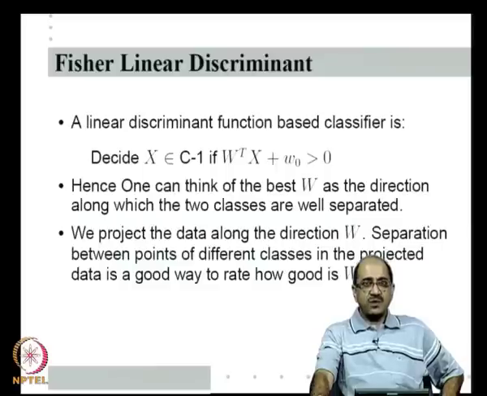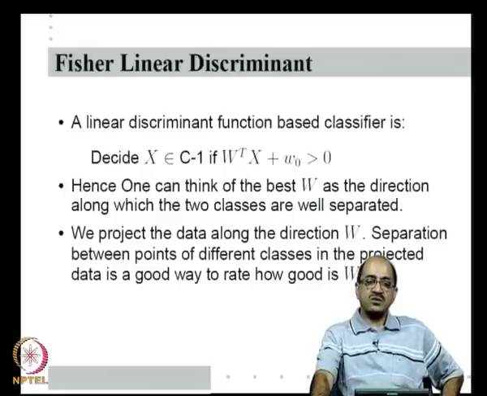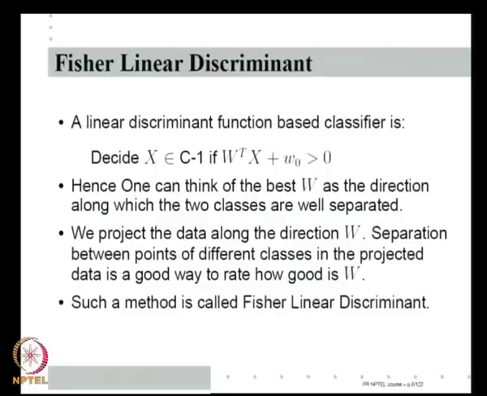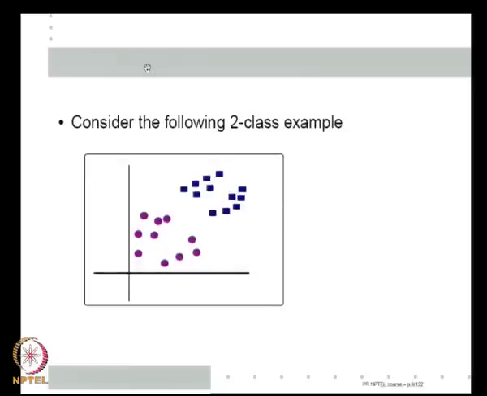So, the idea is that we project the data along the direction w, and separation between points of different classes in the projected data is a good way to rate how good w is. So, now to learn a good w, I can take different w's, project the data onto these w's, and ask which w will maximize the separation between the classes. This is the basic idea of Fisher linear discriminant. Before we go into the mathematical details, let us look at a simple example.